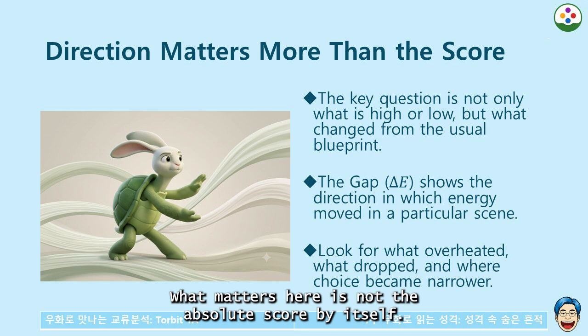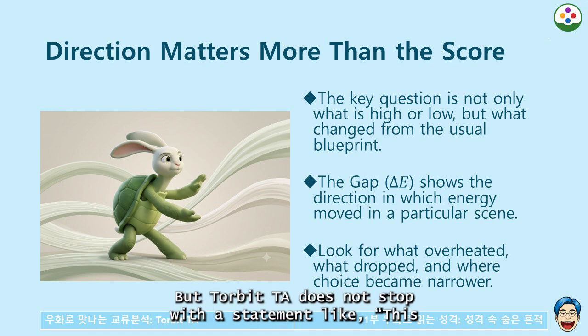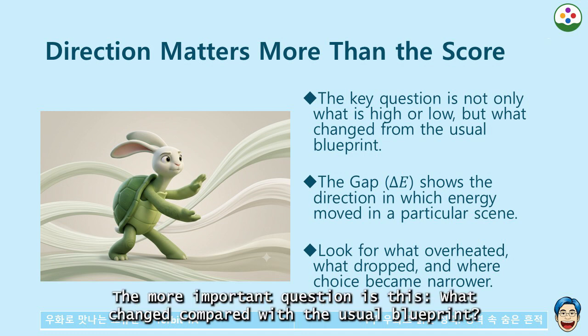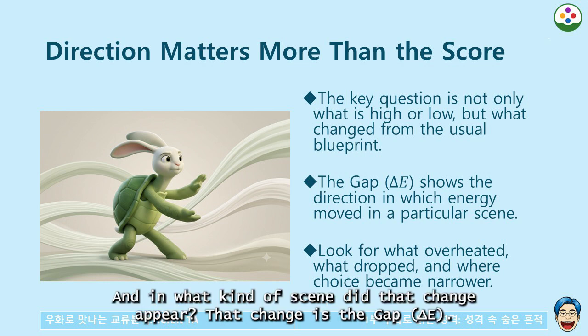What matters here is not the absolute score by itself. Of course, we still notice what is high and what is low. But Torbit TA does not stop with a statement like, this ego state is high right now. The more important question is this. What changed compared with the usual blueprint? Which direction did the energy move? And in what kind of scene did that change appear?